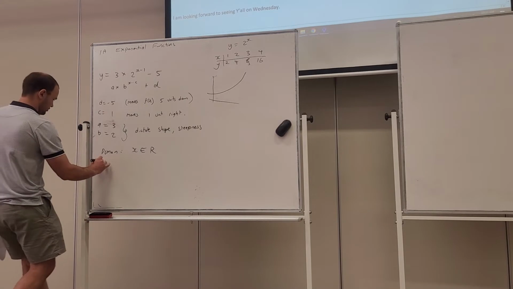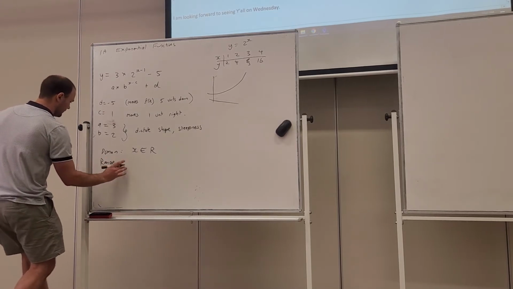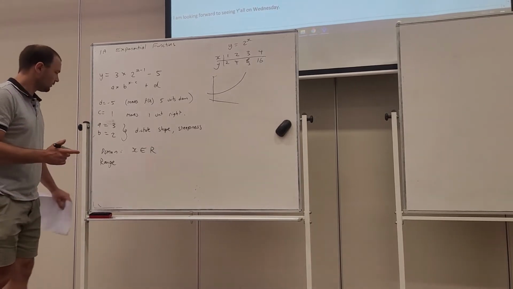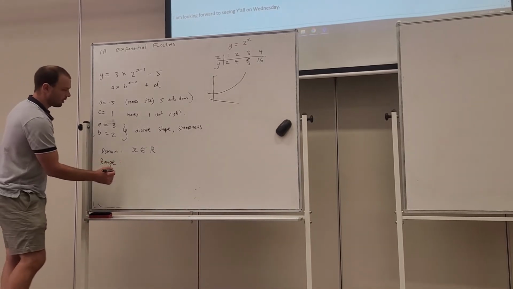And then the range. Remember, range is possible values of y. And it says it's either, we've got an error already: y is greater than d, or y is less than d is what it should read, not x. Y is greater than d, or y is less than d.